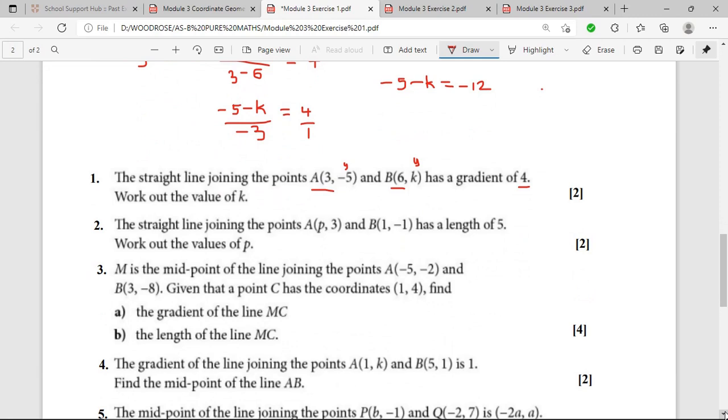Then on number 2, the straight line joining the points A and B has a length of 5. Find the value of p. Again, last week you learned how to find the length between A and B. The length of AB is where we introduce the square root. Then you subtract the x values. What is our x? It's p minus 1. Let's subtract the x values: p minus 1.